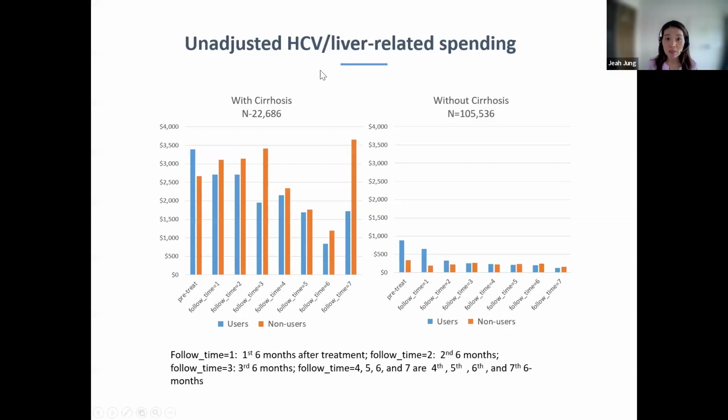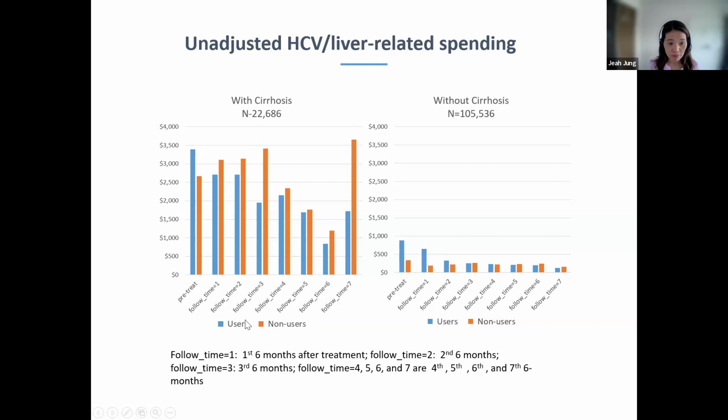These are unadjusted Hep C related spending. Let's first look at those with cirrhosis. But first of all, you can look at the difference in total cost between those with cirrhosis and non-cirrhosis. This is only Hep C and liver related spending. Those who already developed cirrhosis actually spend a lot on medical care, right? Anyway, the blue bars are DAA users, and the orange bars are non-users.